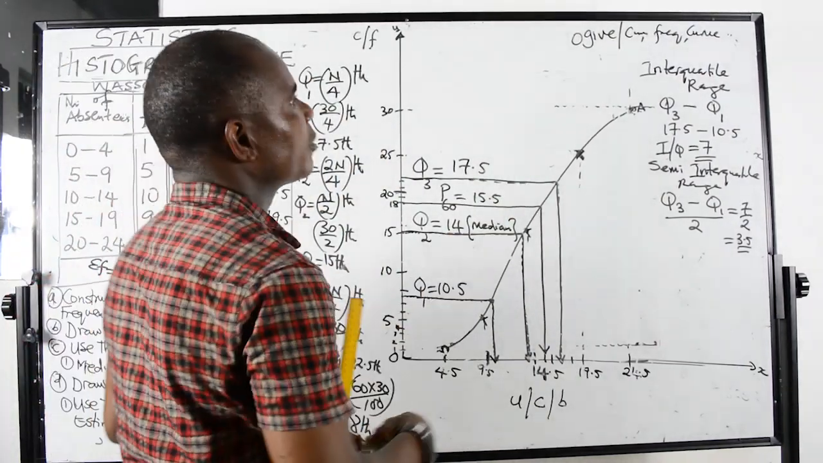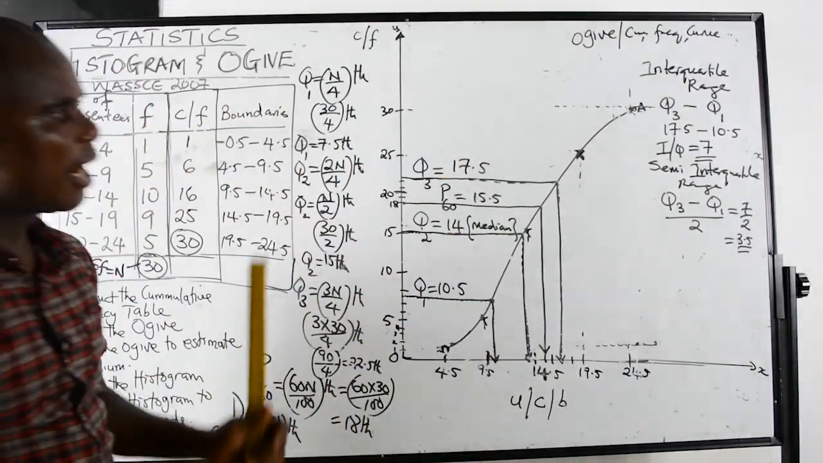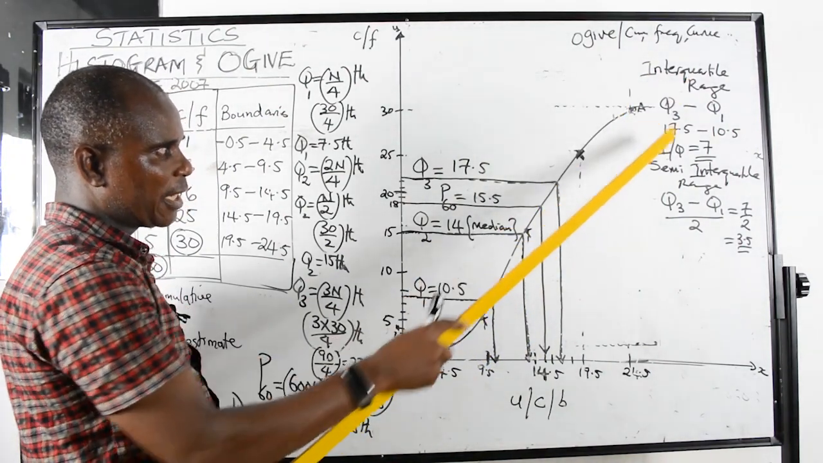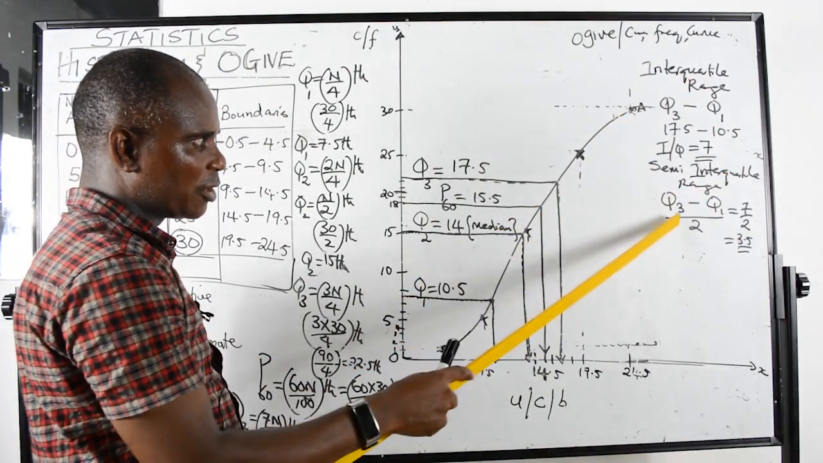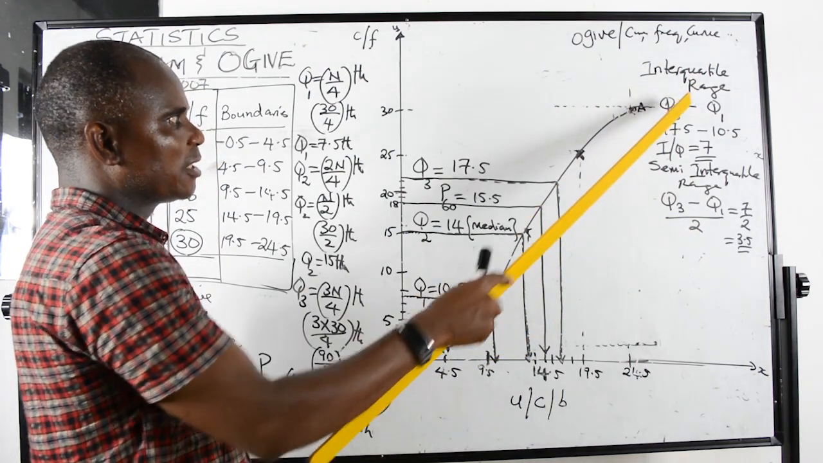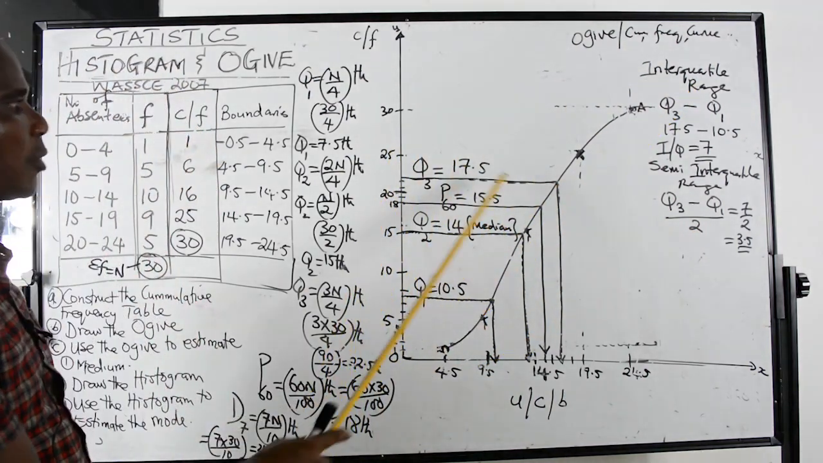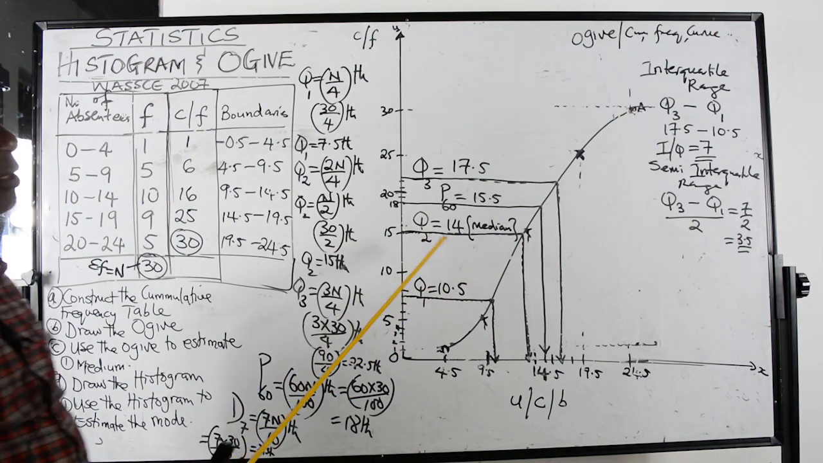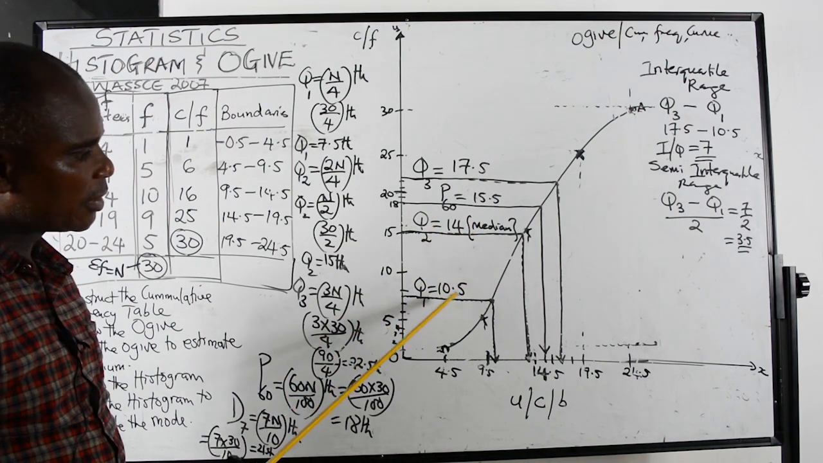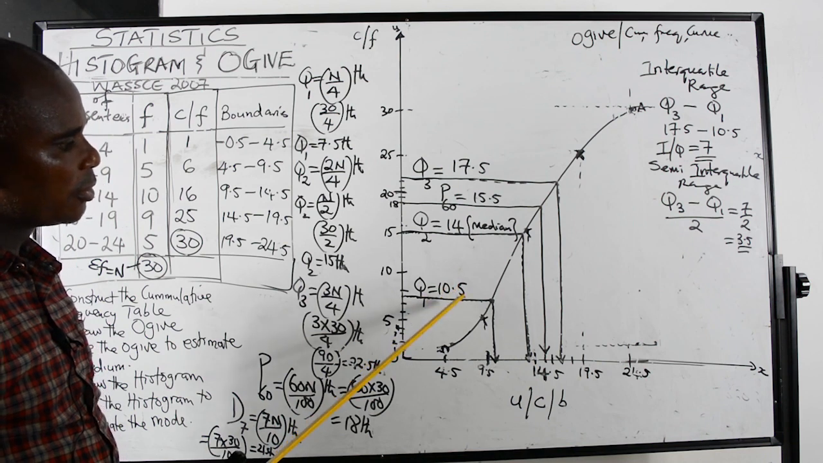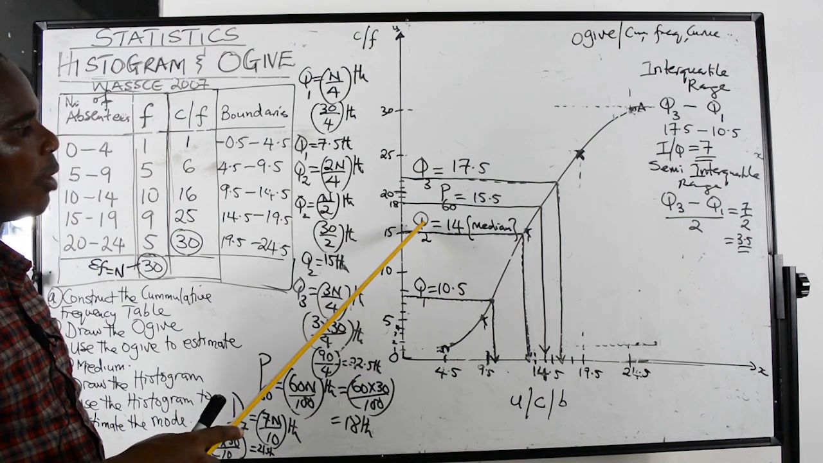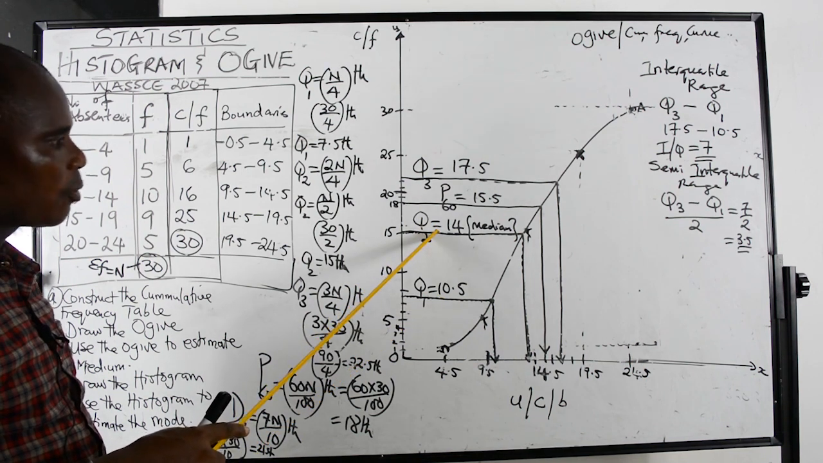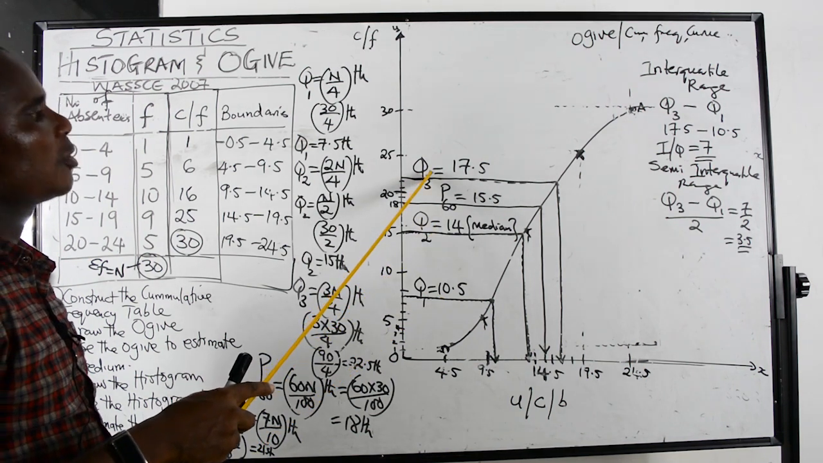Remember how the ogive came? It's called the cumulative frequency curve. I've used it to verify the semi-interquartile range and the interquartile range. So we have done the upper quartile, we have done the median. The median is the same as the second quartile. The lower quartile is the same as the first quartile. The median is called the second quartile, and the third quartile is called the upper quartile.